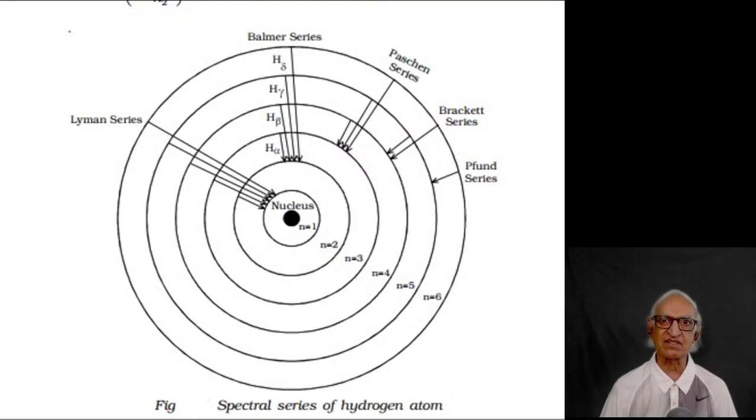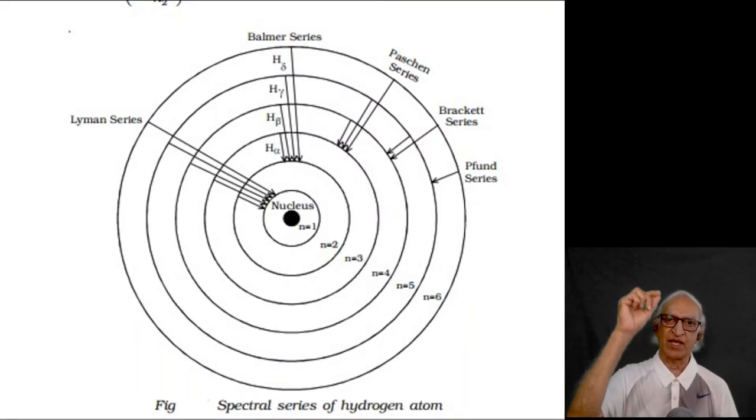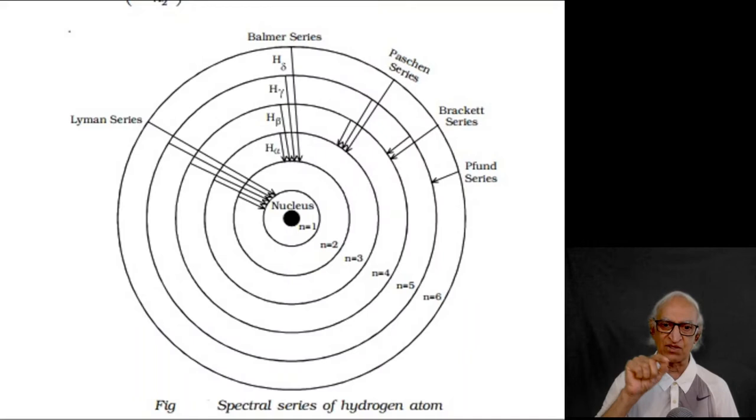The Lyman series are the lines that are emitted by electrons when they jump to the innermost level, which is n equal to 1 level. The Balmer series are the lines that are emitted when the electron jumps to n equal to 2 level. In other words, the final level is n equal to 2. It could jump from n equal to 3 to 2, 4 to 2, 5 to 2, and so on, and then you get the various lines of the Balmer series. So the Lyman series is in the ultraviolet region of the electromagnetic spectrum, the Balmer series in the visible region, and so on.